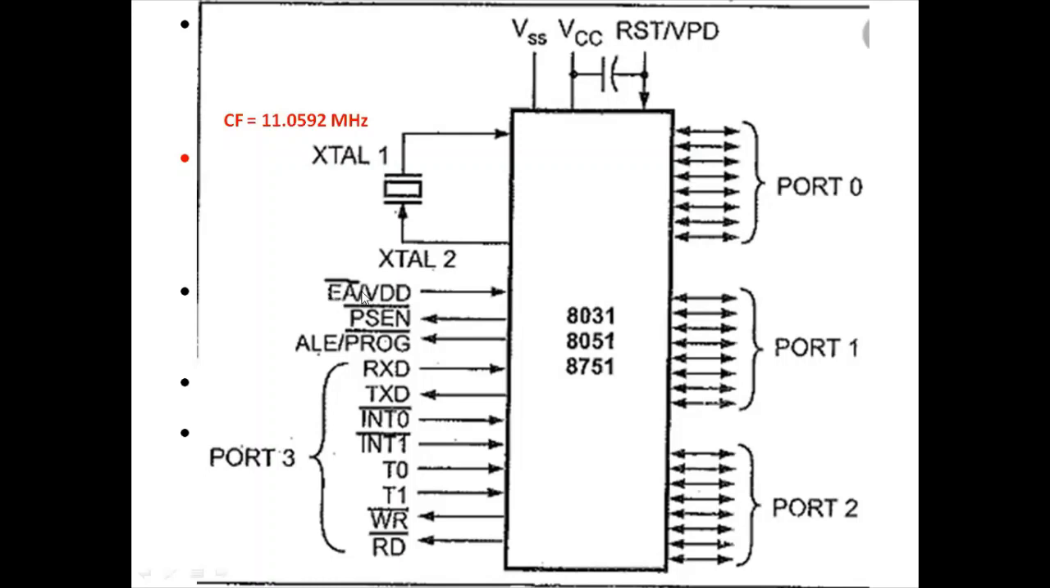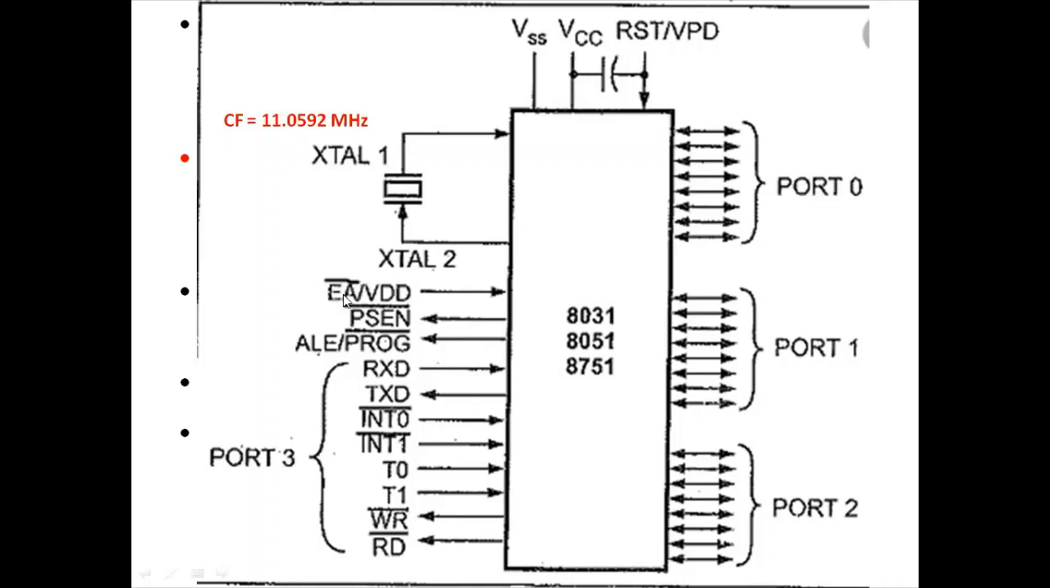So if this is 0, that means 0 bar is equal to 1, that means this is active. So you are accessing external memory only, external ROM only. And when this is 1, we'll see what happens. But you should remember the name is external access, and it is related to accessing external ROM.